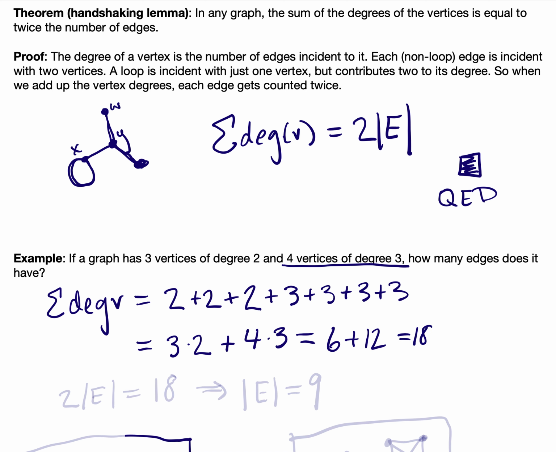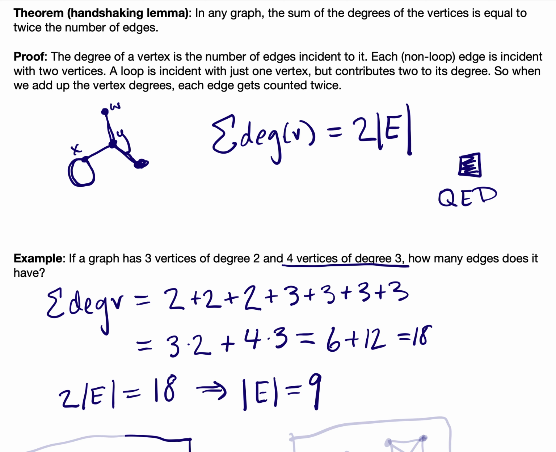So 18 is the sum of the degrees of the vertices, and I know that 2 times the number of edges is equal to the sum of the vertex degrees. So I can divide both sides of my equation by 2, and now I know that the number of edges in this graph must be 9.